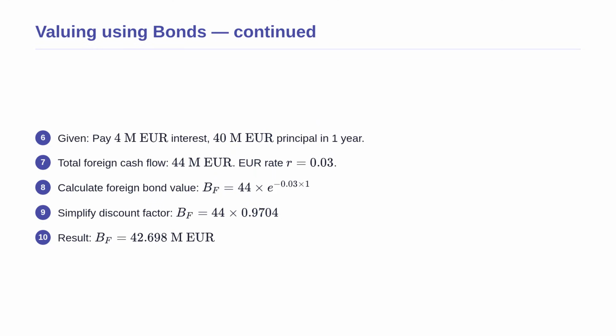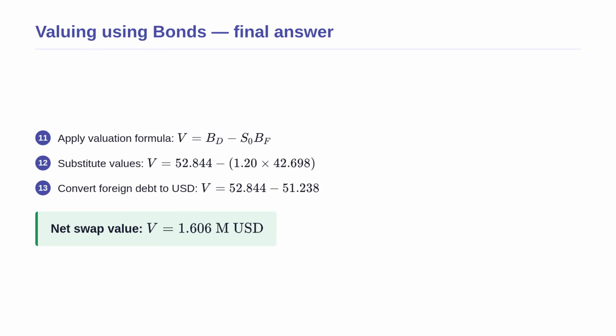This calculation gives us 42.698 million euros. This number represents the present day worth of the foreign bond portion of the swap. Now we bring back our main valuation formula to find the total net worth. We cannot simply subtract euros from dollars, so we must convert the euro debt into US dollars using the current spot exchange rate of 1.20.